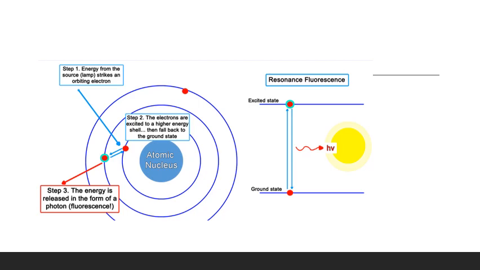The interesting event here is shown in terms of atomic structure. An atom consists of a nucleus and electrons surrounding it. If you take this to analyze the event, there are actually 3 steps. In the first step, energy from the source strikes the orbiting electrons, light strikes the orbiting electrons. The electron is excited to a higher energy state and then falls back to the ground state. Now the energy is released either in the form of light or through internal transitions in the form of heat. If emitted in the form of light, that is called fluorescence.